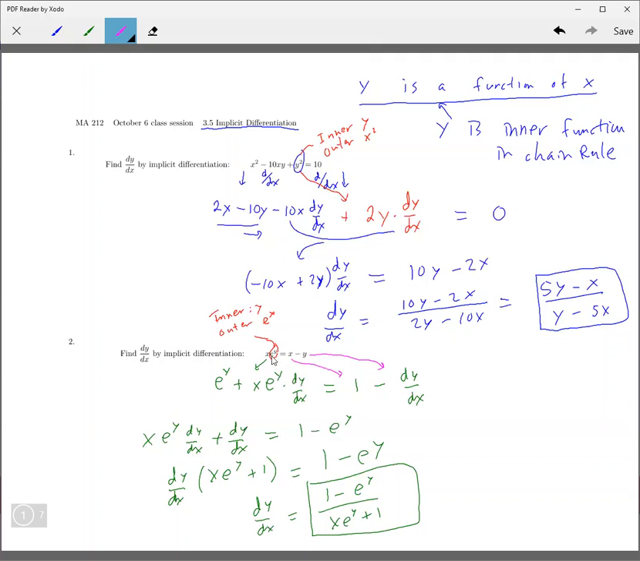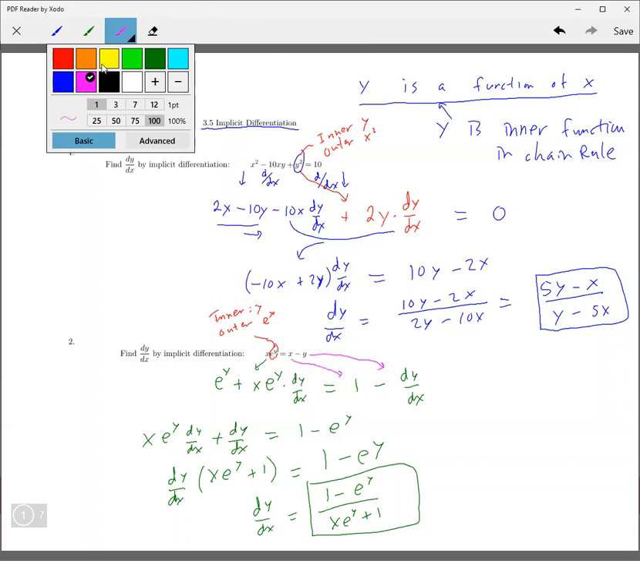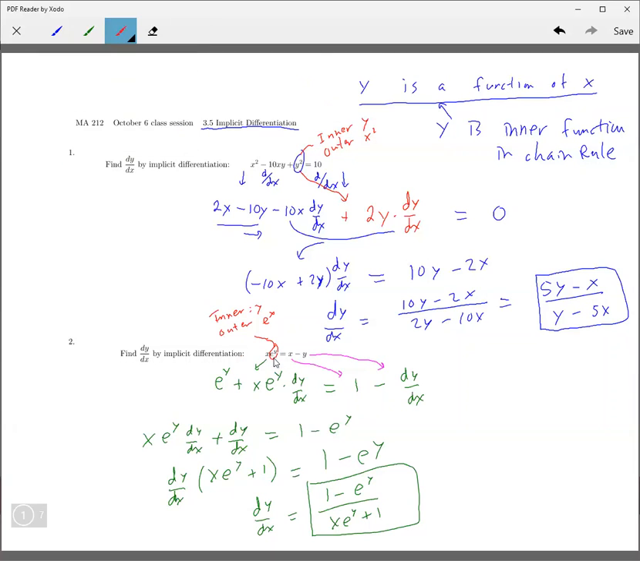Okay, so whenever you see a y displayed as an inner function, like here, this is e to the y. Here this is y squared. Then you use the chain rule. So the chain rule was used. Taking the derivative of this right here gave me this piece and that piece. But there's just a y there. That's the easiest one to deal with because it's just dy/dx when you take the derivative.